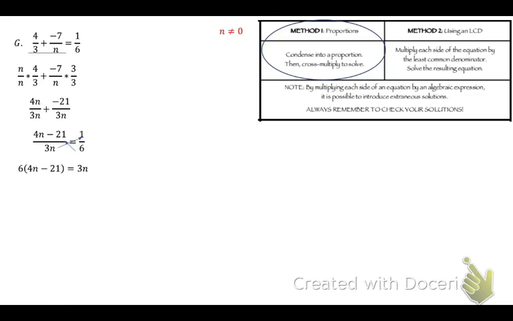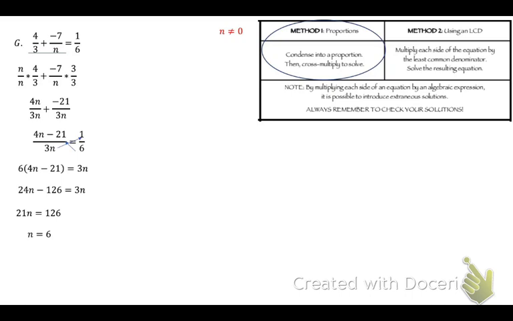So you get 6 times (4n minus 21) equals 1 times 3n, which is just 3n. So that's 24n minus 126 equals 3n. Subtract the 3n, and you get 21n. Add that 126, and you get equals 126. Now divide by 21, and you will get n equals 6, which is not a restriction, so we're good.